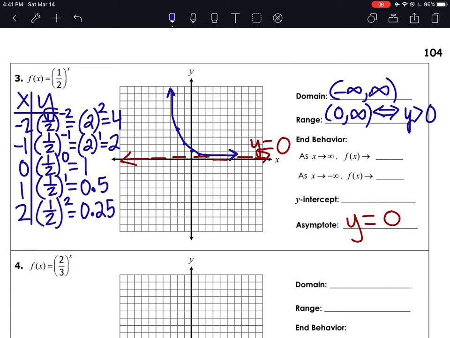Your end behavior, as x is approaching positive infinity, means to the right. So I will be tracing it to the right, and you can see that it is approaching 0. And as x is going to the left, same thing as saying negative infinity, you'll see that the y values are increasing, which means positive infinity. Your y-intercept we found by plugging in 0, and the answer is 1. And that's how you graph number 3.